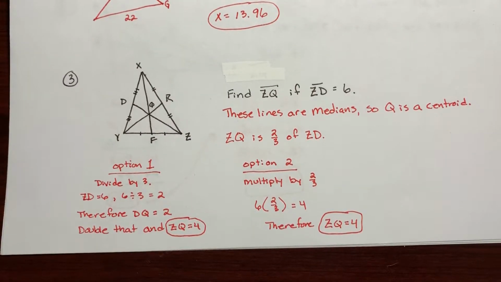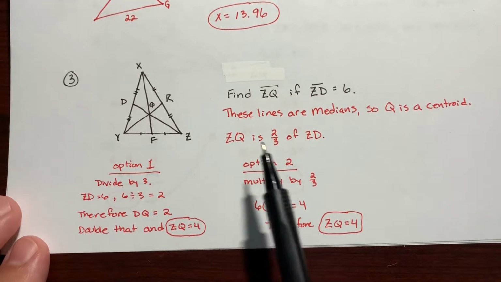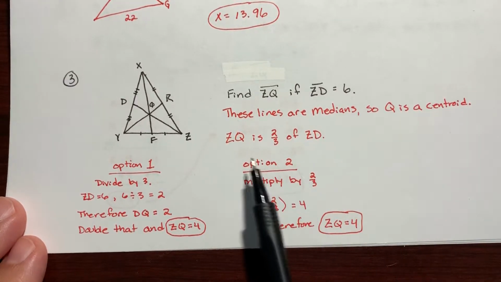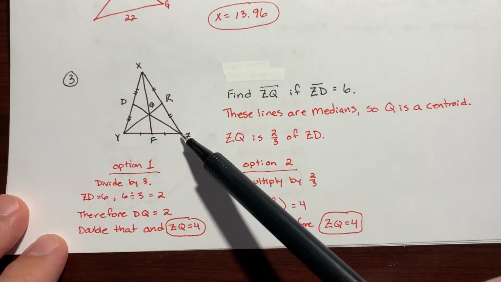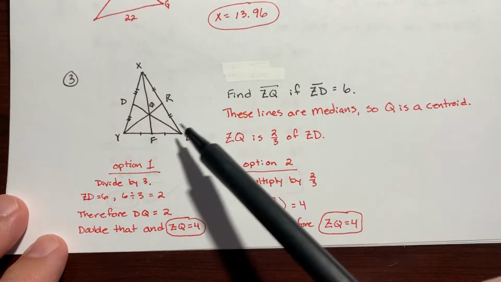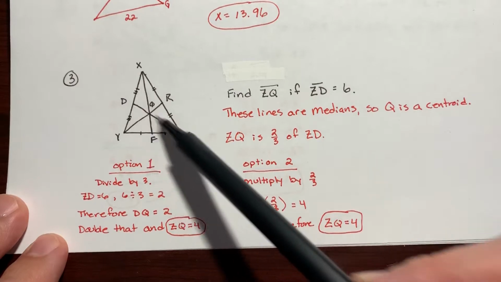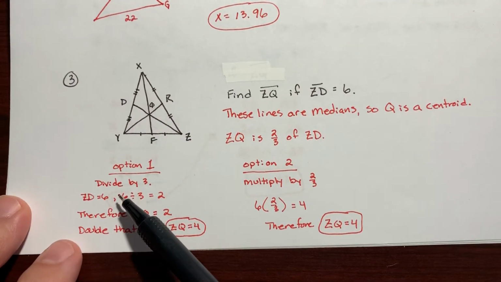So to answer this, you have two routes you can go. Option 1, these lines are medians, so Q is the centroid. All right, so ZQ, that's what we're looking for. ZQ, that's from here to here. That's the 2/3 size. And we have ZD, that's the measure of the whole line from Z to D. So it's a 6. So I decided, okay, let's break this thing up into thirds first.